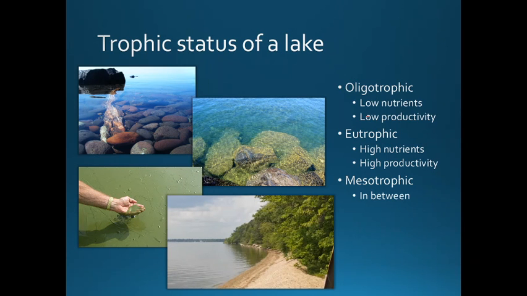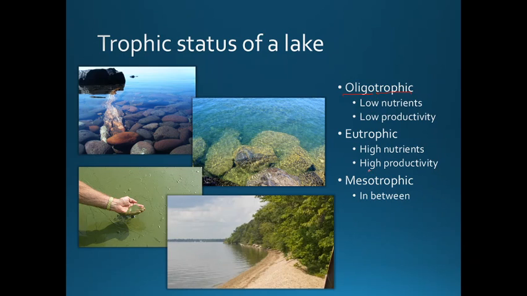Oxygen is really changed based on the trophic status of a lake. Depending on how many nutrients are in the lake will really change the oxygen dynamics of a lake. Okay, so an oligotrophic lake is a lake. Oligo means few, and trophic means food, so it's low nutrients. And these are low productivity lakes.